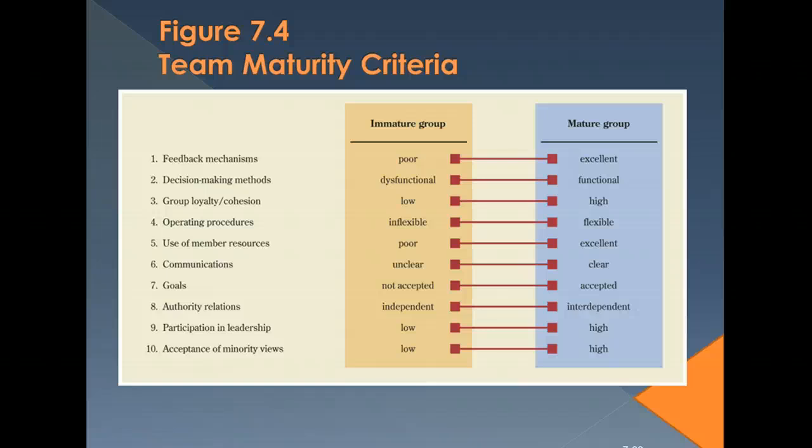So things characteristic of a working, functioning, mature team are excellent feedback mechanisms, very functional decision-making methods, high group loyalty and cohesion, flexible operating procedures, excellent use of member resources and skills, clear and frequent communications, and acceptance of the goals of the team. Everybody's working towards the same goals.